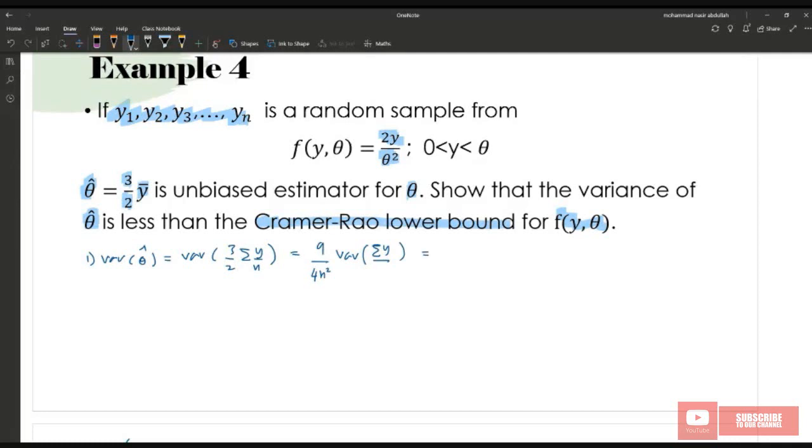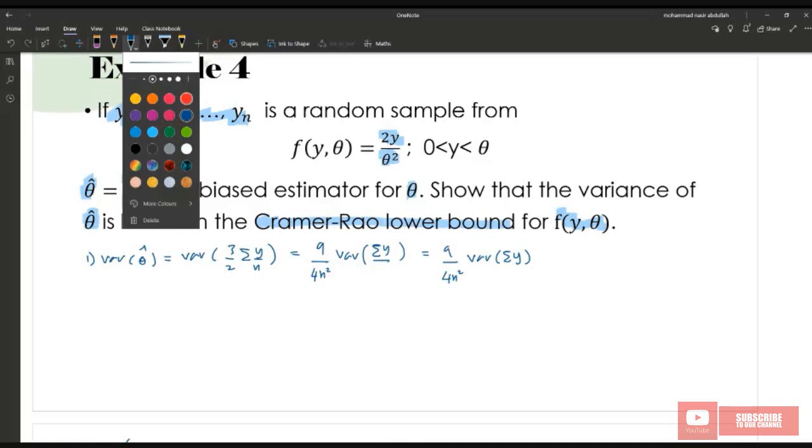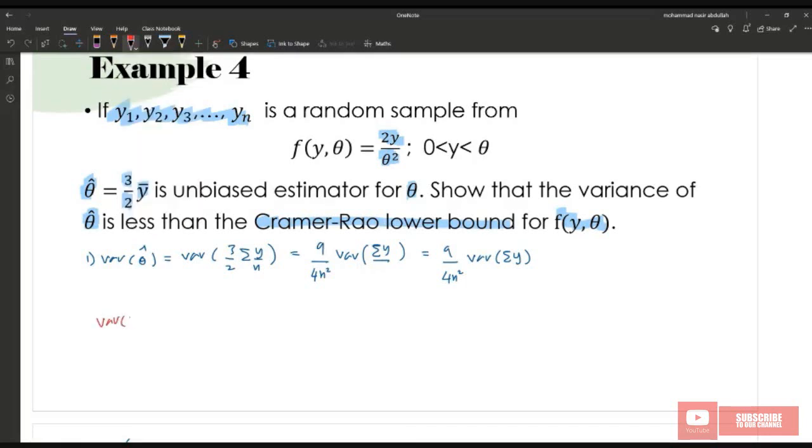So this is the variance of the summation of y. But the problem is, for this distribution, we don't know the value of the variance of y. The variance of y is the expected value of y squared minus the expected value of y, and then we square it. So we need to find the variance of y.